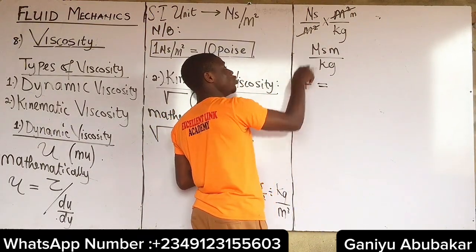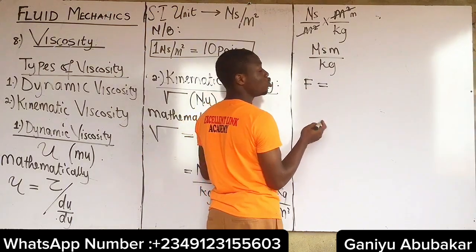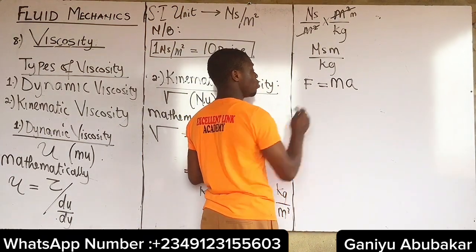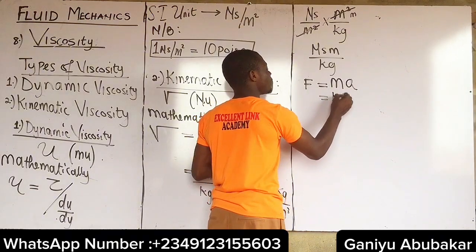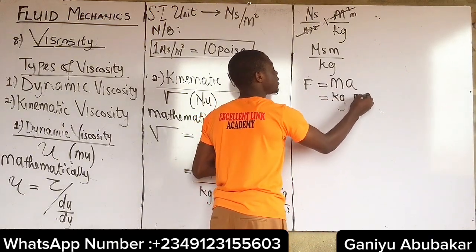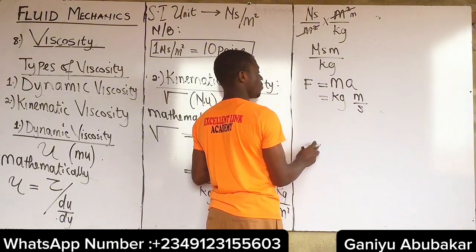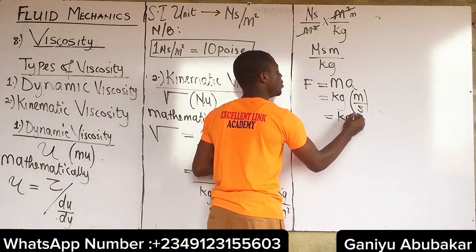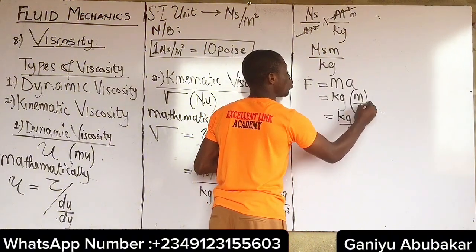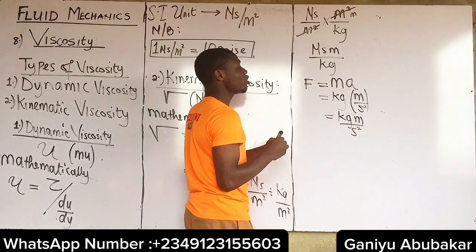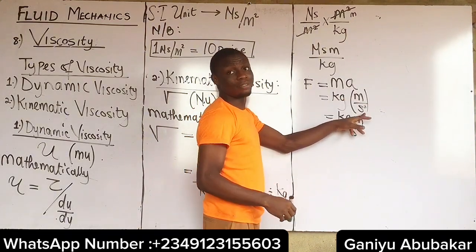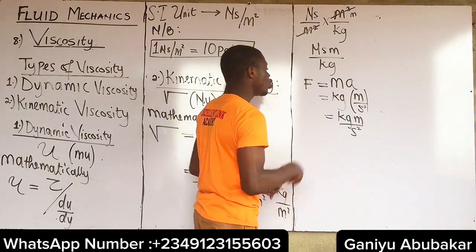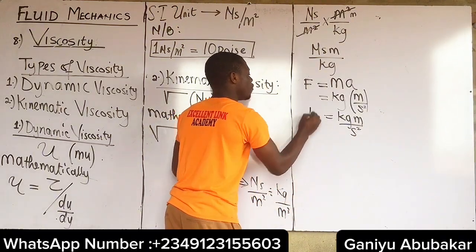So force represents Newton. I know that for Newton's second law of motion, force is what? Mass times acceleration. True or false? True. Mass is measured in kilogram. Acceleration in what? In meter per second squared. Multiply these two, I'll have kilogram meter per second squared. So acceleration is measured in meter per second squared, please. So I have kilogram meter per second squared as my force.